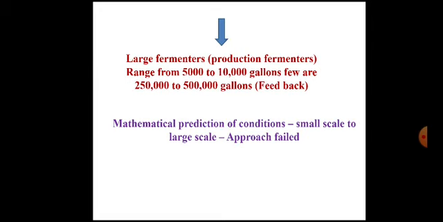Now, while transferring data from small scale to large scale, there is an approach called the mathematical approach, that is, mathematical prediction of conditions. That means if the value at small scale is x, and the scale is increased 10 times, then the value of x will be multiplied by 10, and that value will be used for the operation of the next level fermenter. So that includes a multiplication factor. That is a purely mathematical prediction of conditions for increasing the scale. But this approach fails and is not at all practical.